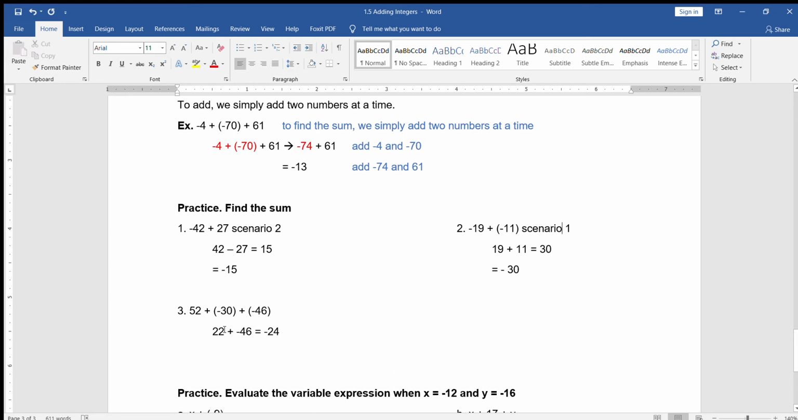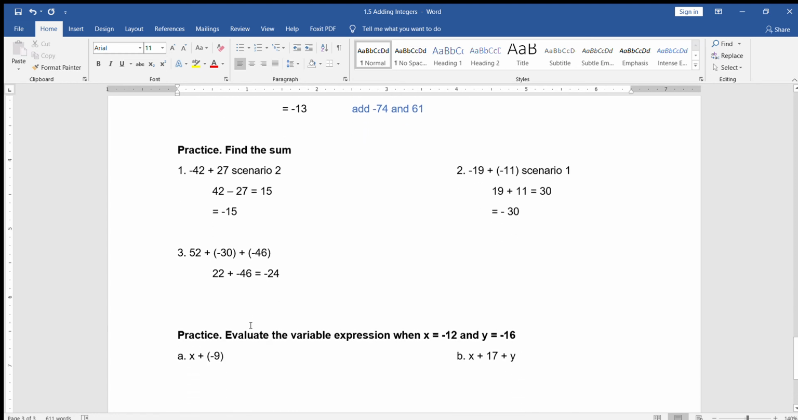+22 plus negative 46. So this is scenario 2, we're going to find the absolute value of both numbers. So how do we do this? We're just going to subtract 46 minus 22. 46 minus 22 is 24. And the sign of our number is going to be negative since 46 is larger than 22. That's basically how we find the answer.